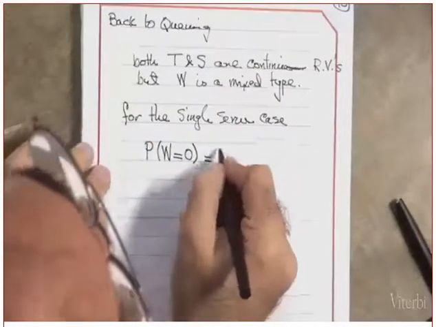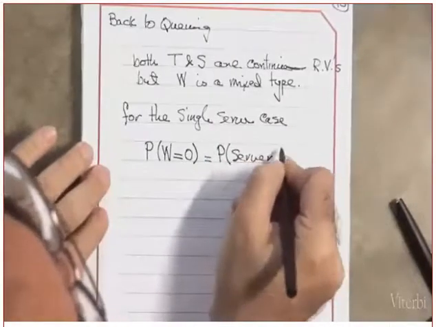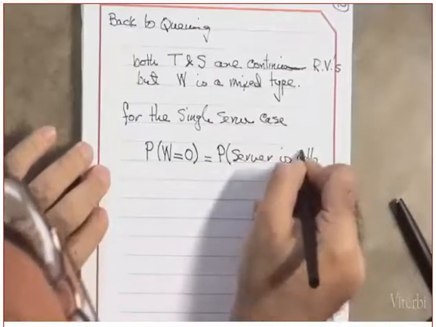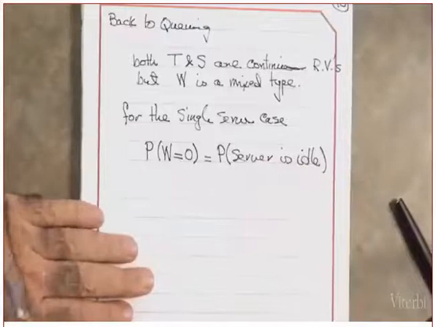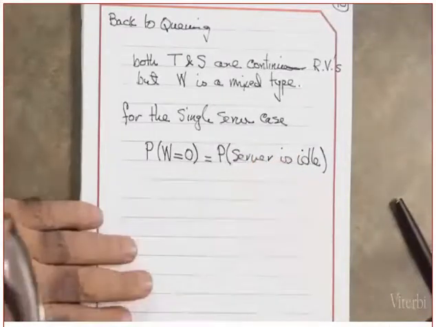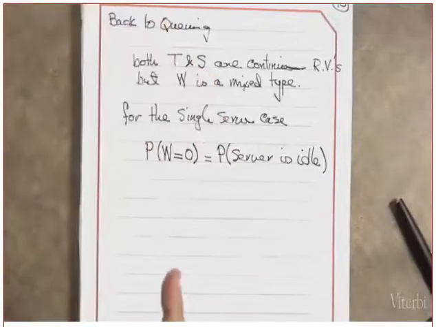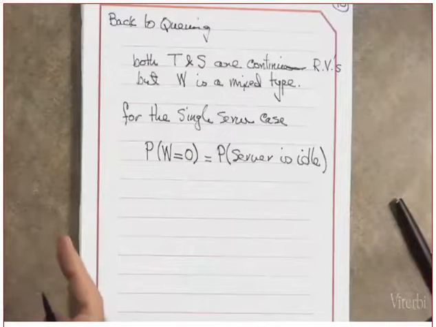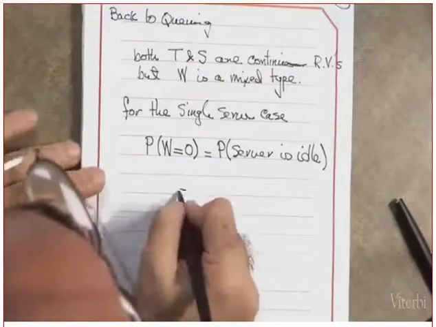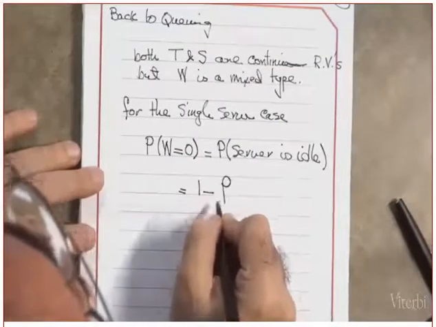What is the probability that he will not wait? It is the probability that the server is idle. Did you get this or not? Why? Because if the server is busy, an arriving packet has to wait until the service is finished. Clear? But if the server is idle, are you going to wait? You are not going to wait. What is this equal to? That's equal to 1 minus rho.